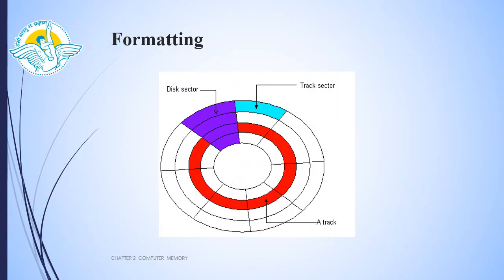This picture shows the process of formatting. As you all can see here, formatting is a process of dividing the disk into several concentric circles called tracks. These tracks are further divided into pie-shaped sections called sectors.